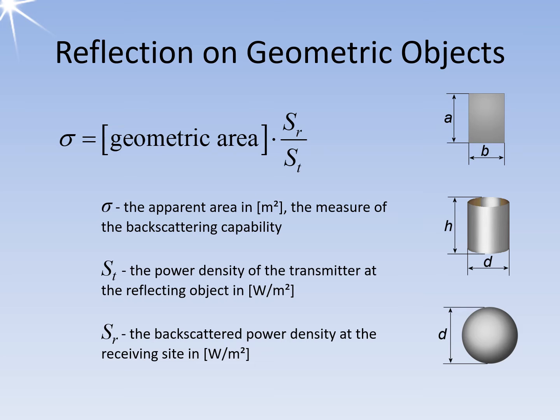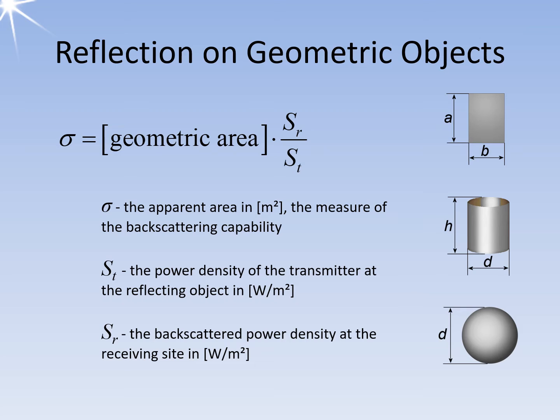The radar cross-section sigma is defined as this geometric area multiplied by the ratio of the power densities at the receiving location to the power density at the reflector. The computational determination of the RCS is only possible for simple bodies. The RCS of simple geometric bodies depends on the ratio of the structural dimensions of the body to the wavelength.